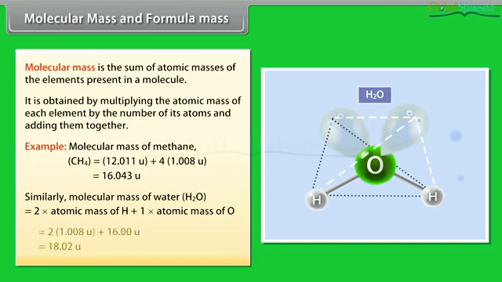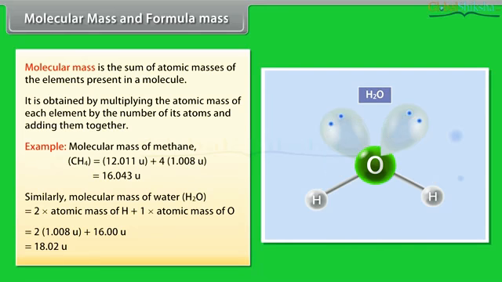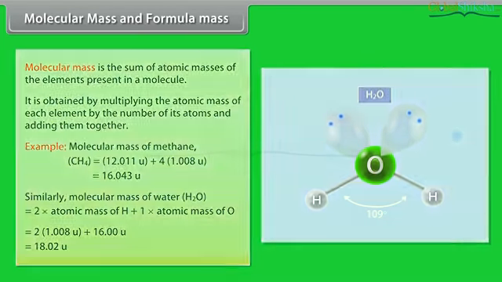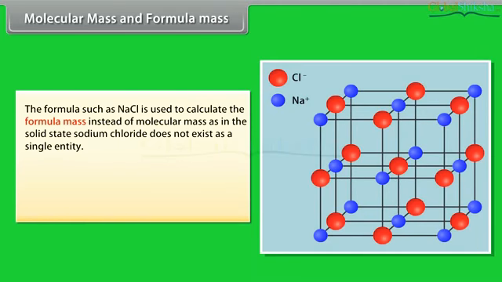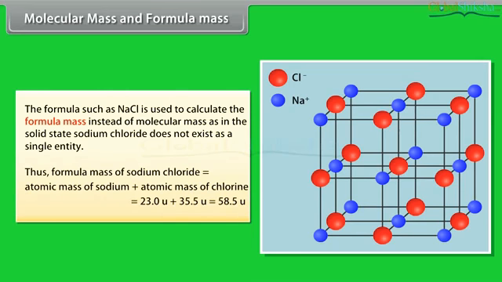which is equal to 2 × 1.008 u plus 16.00 u, which is equal to 18.02 u. The formula such as NaCl is used to calculate the formula mass instead of molecular mass, as in the solid state sodium chloride does not exist as a single entity. Thus, formula mass of sodium chloride is equal to atomic mass of sodium plus atomic mass of chlorine, which is equal to 23.0 u plus 35.5 u, which is equal to 58.5 u.